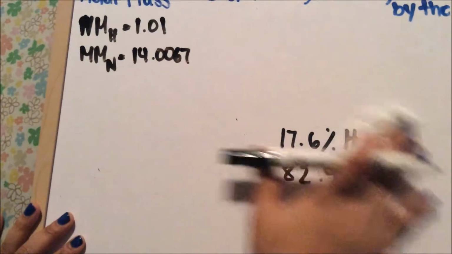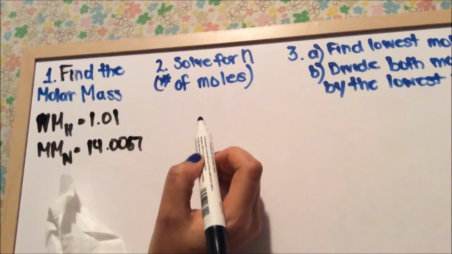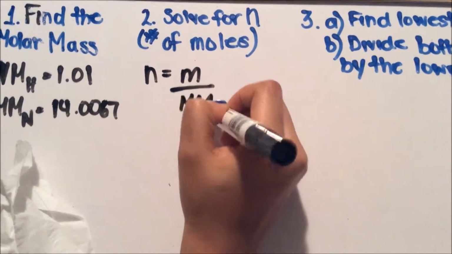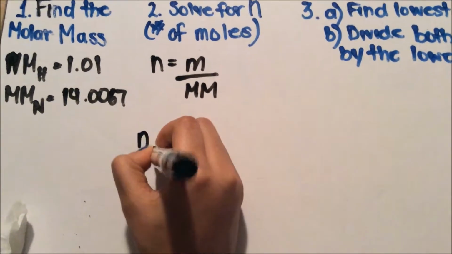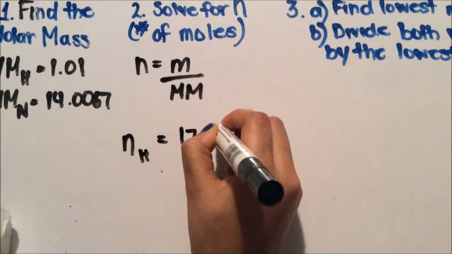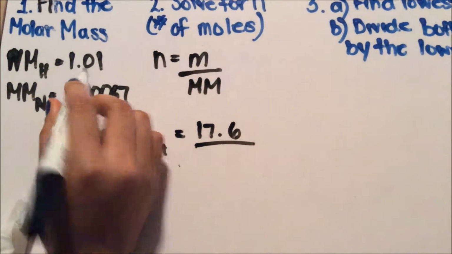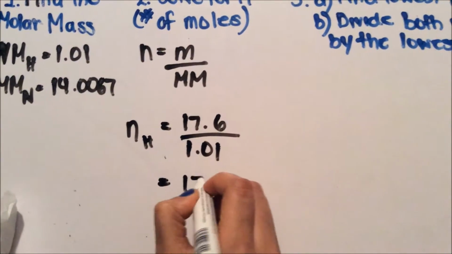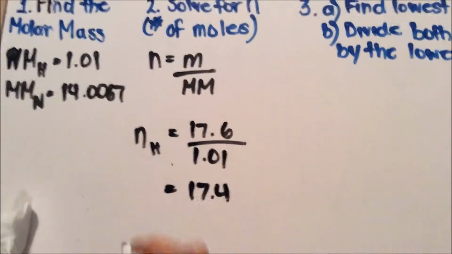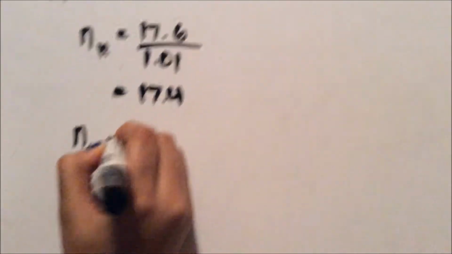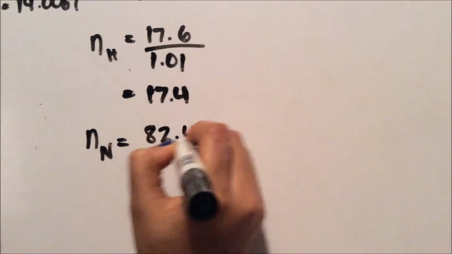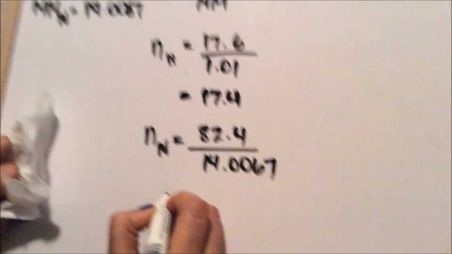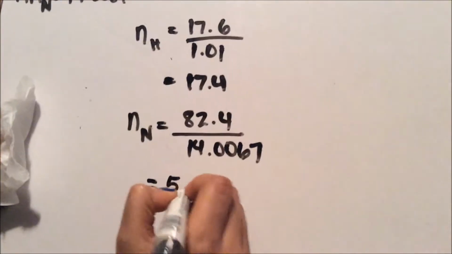Step 2 is to solve for the number of moles. And for number of moles, you know that you can do mass divided by the molar mass. So you're going to do that for each. So number of moles for hydrogen, the mass is 17.6 divided by 1.01, and that equals 17.4. And then you're going to do it for nitrogen, 82.4 divided by 14.0067. And that gives you 5.9.